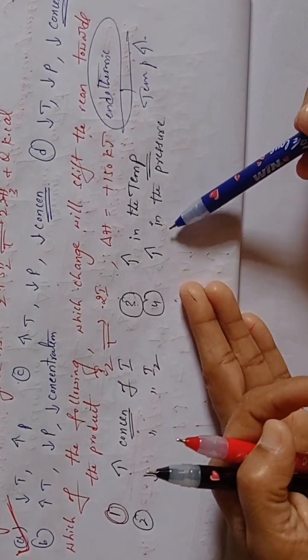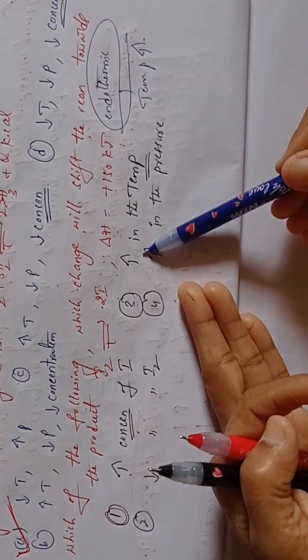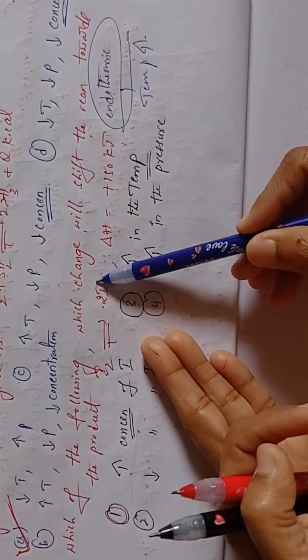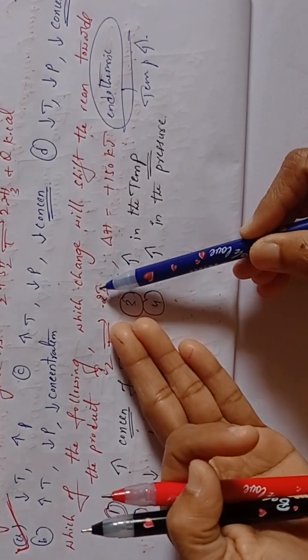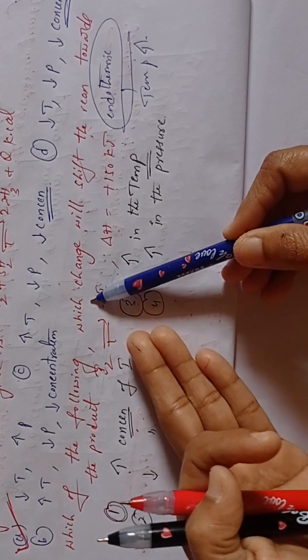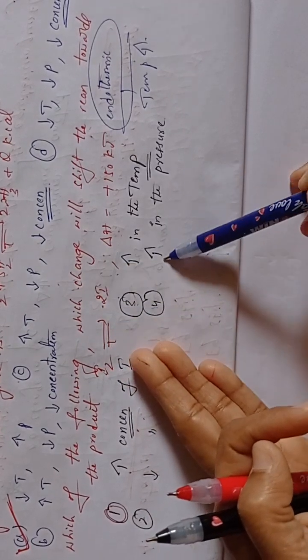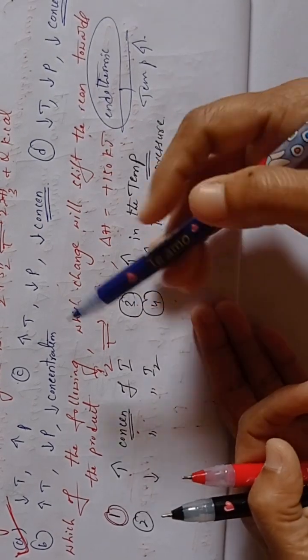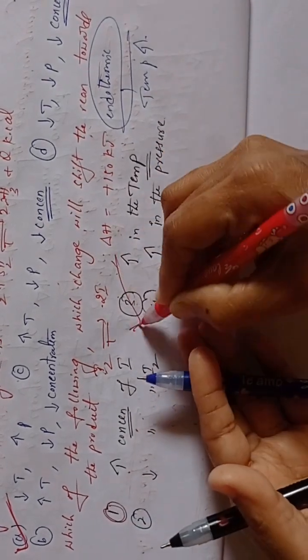And the fourth option, increase in pressure. Here 2 moles of I are formed, which is the greater number of moles. More moles means more pressure, so less pressure is favorable. But here high pressure is given, so it is a wrong option. So the third option is the correct answer.